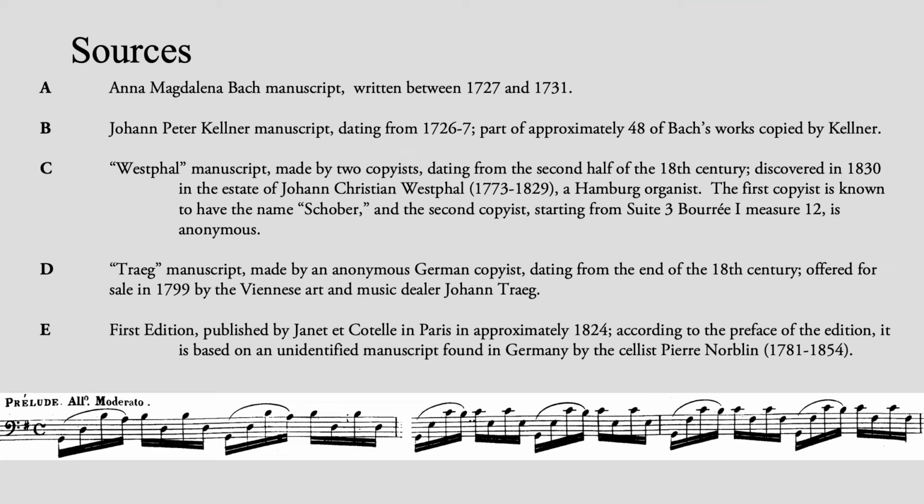The first edition, Source E, was published in 1824 in Paris. It perhaps clarifies some things, but many mistakes were made, and there are obvious editorial changes as well. Some of these errors have persisted in modern editions and performances. According to the preface of the edition, it is based on an unidentified copy found in Germany by the cellist Pierre Norblin.